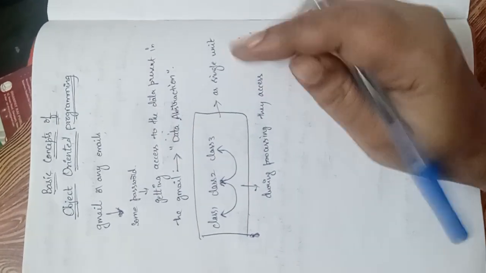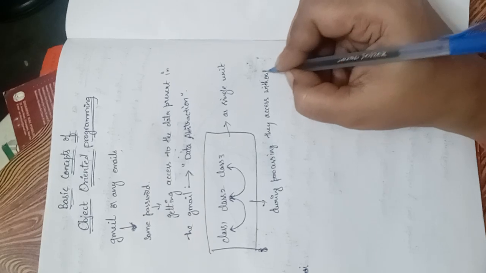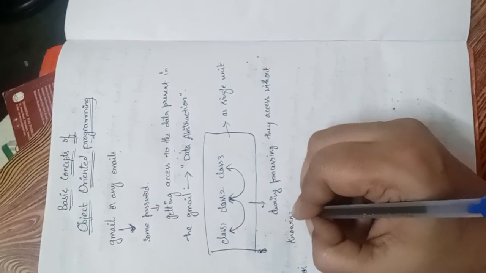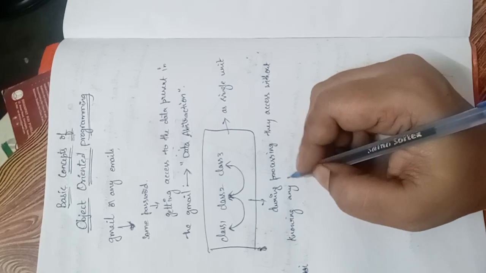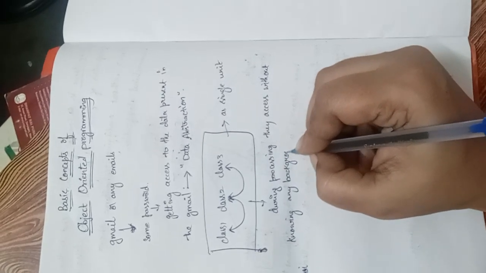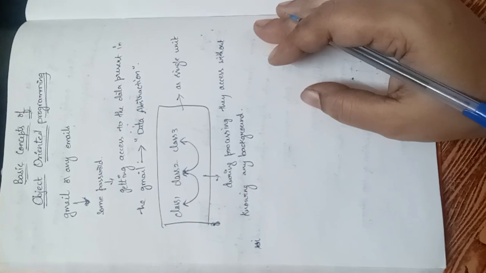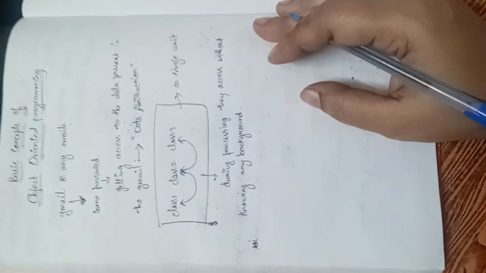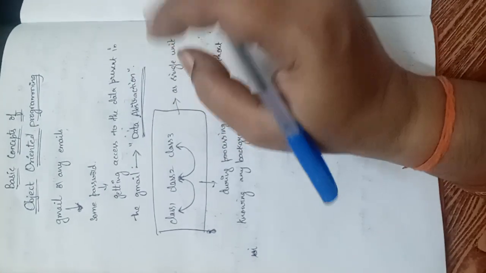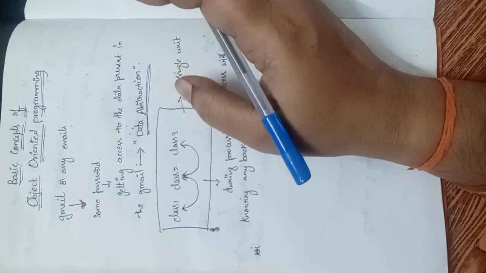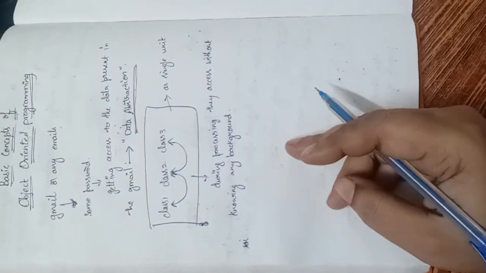This type of accessing or referring to data during the process without knowing any background is called data abstraction. Here we are abstracting data from one class to another class.